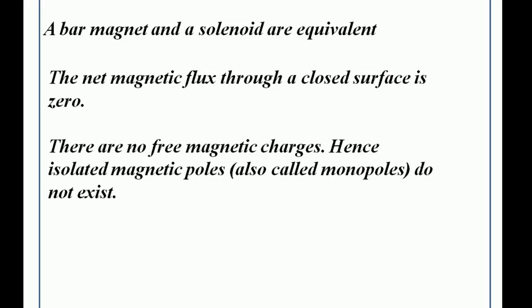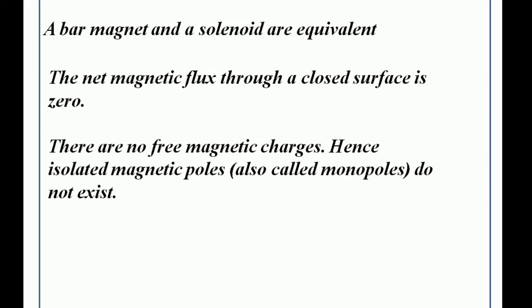So now let us summarize the video. So first thing we understood is that a bar magnet and solenoid are equivalent. So we can prove a solenoid to be a bar magnet. Second is the net flux through a closed surface is 0. So this is Gauss law. And third summary is there is no free magnetic charge. So meaning we cannot have a single north pole. So north pole and south pole always come in pairs.